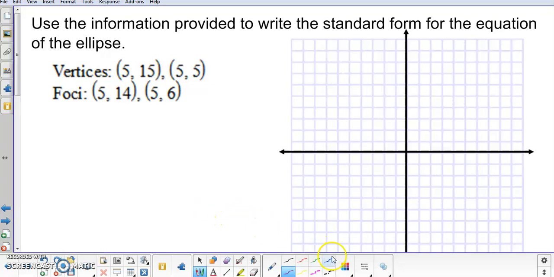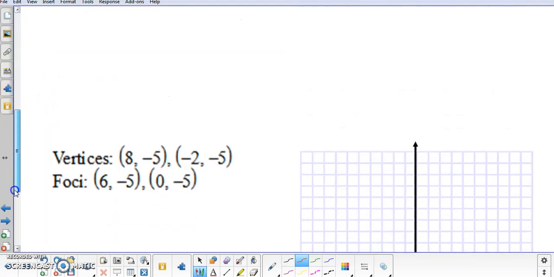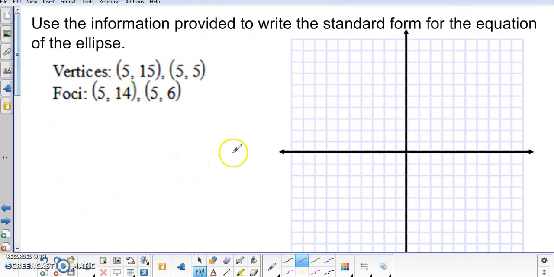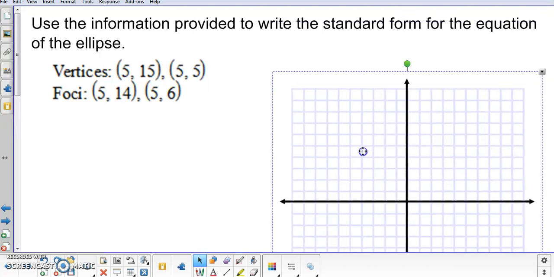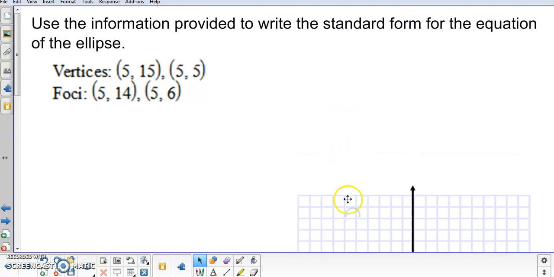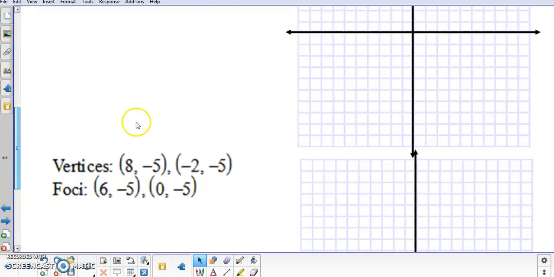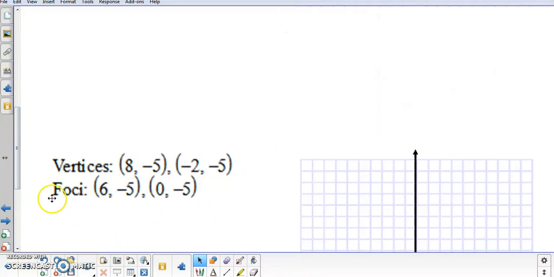Alright, so we're going to go ahead and figure out how to write the equation given the vertices and the foci. If I'm given the vertices and the foci, I'm going to do the same thing I did in the last one, where I'm not going to do this with graphing. So, let me go ahead and move that out of the way then.